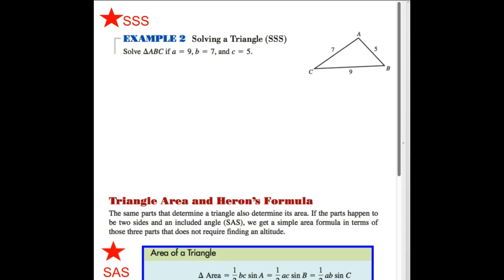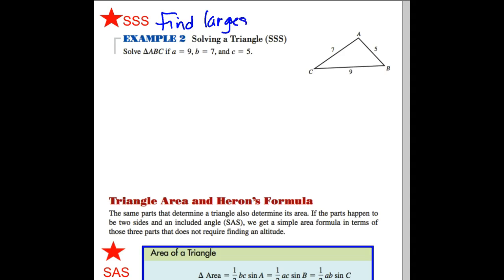All right, let's look at one where we're given the three sides and none of the angles. So I want you to put a little note at the top here: find largest angle first. Find the largest angle first. Well, which of my three angles would be the biggest in this one? How do I know it's angle A? Right, the side opposite is the biggest side. Okay, so we're going to start out finding angle A.